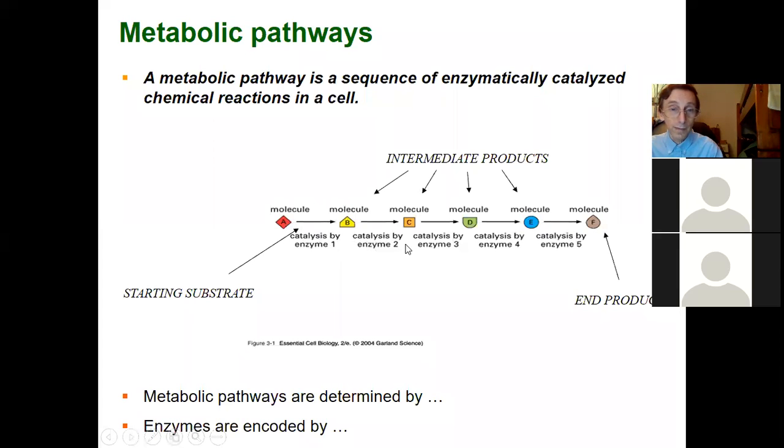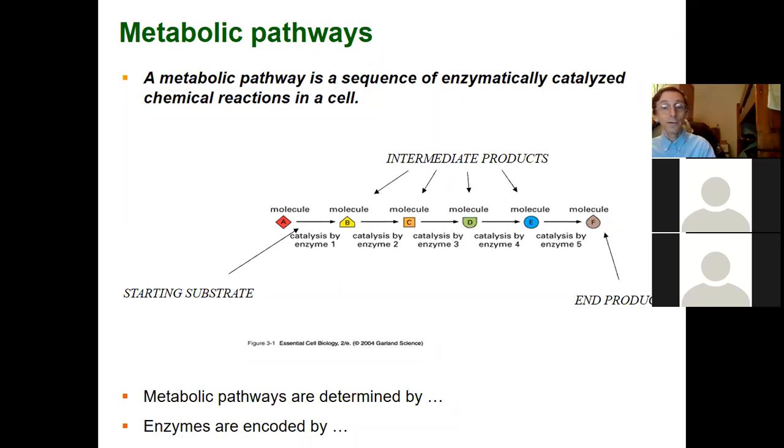And then when you string them all together, this is a metabolic pathway going from molecule A through a bunch of intermediate products to the end product, meaning the last molecule made, molecule F. And this is what a metabolic pathway is.